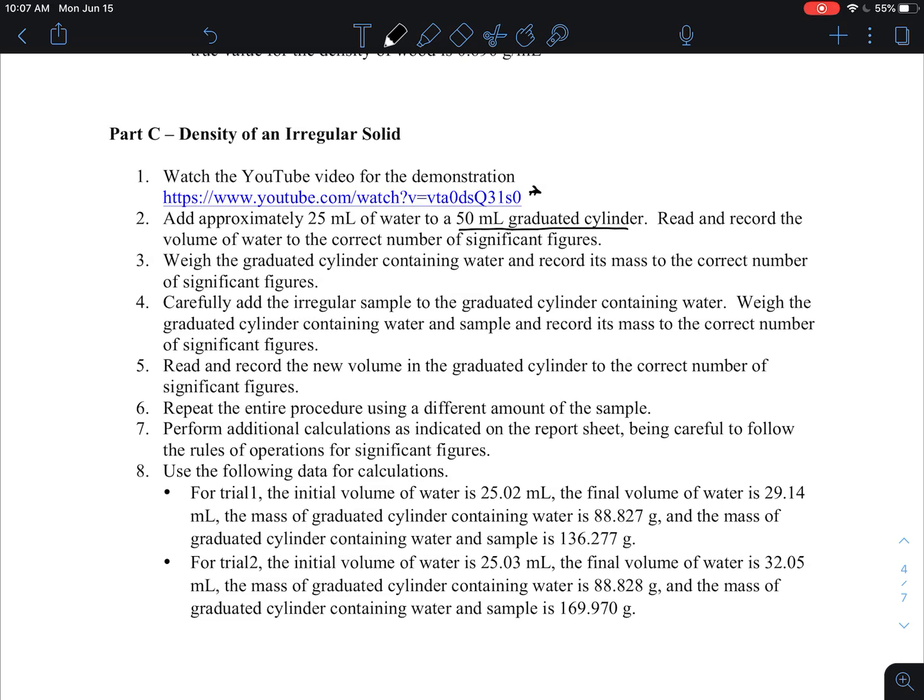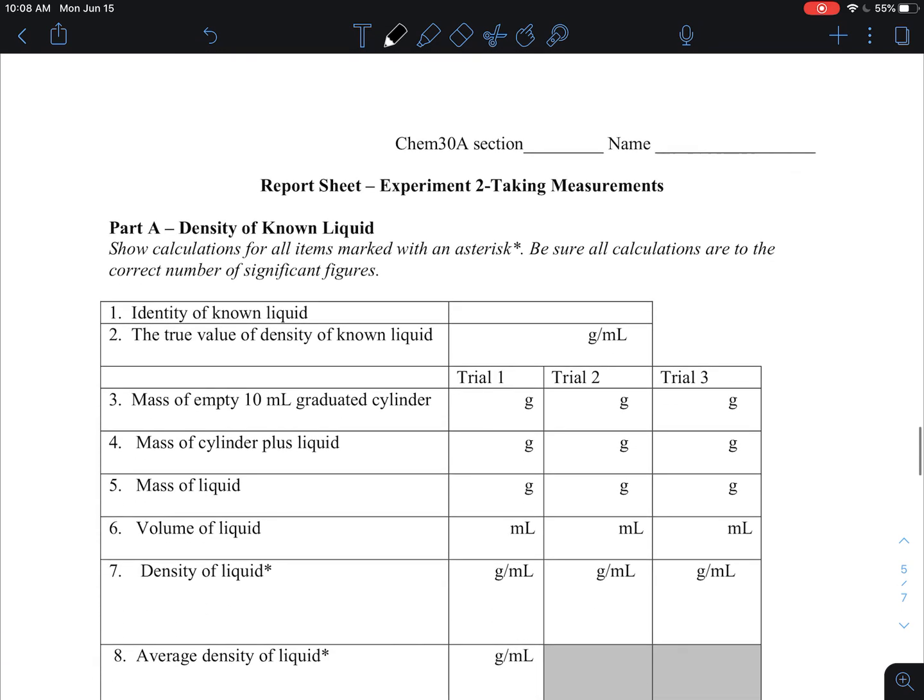You read and record the new volume, also reporting the correct number of significant figures, and then the difference between the new volume and the original 25 milliliters, again writing the exact number that you get, is the volume of the irregular solid. You repeat the entire procedure using a different sample and perform any additional calculations. You can find the mass by taking the difference between the mass of the graduated cylinder with the water and sample and the mass of the graduated cylinder with the water, giving just the mass of the sample. This is the data that you'll use for this trial. So there are different ways of calculating density depending on what you have: a liquid, a solid, or an irregular solid.